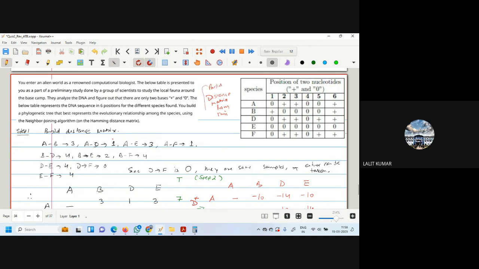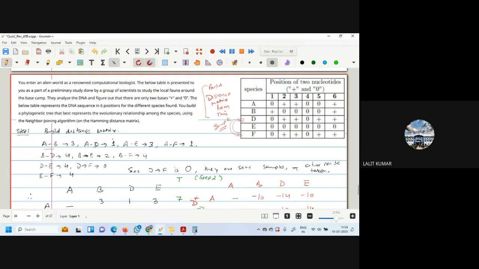So here, if you see this table, immediately you can come to know, while preparing the distance matrix, that your D and F score is 0. It means your D and F have come from the same sample. So I can take either D or F. Okay, so now I build the distance matrix.